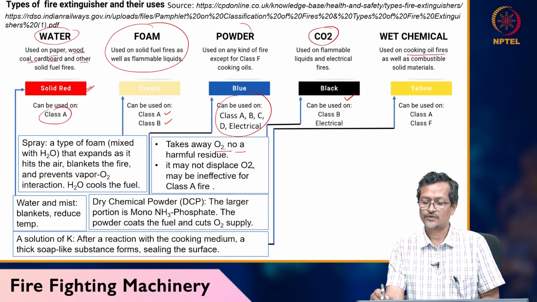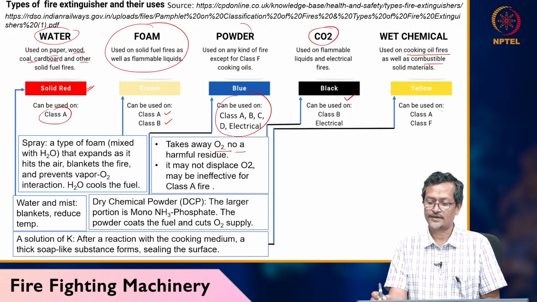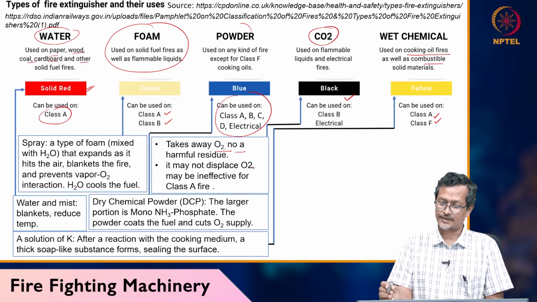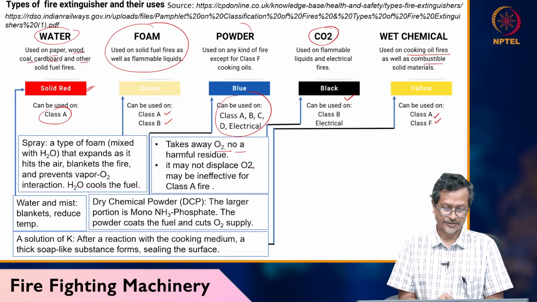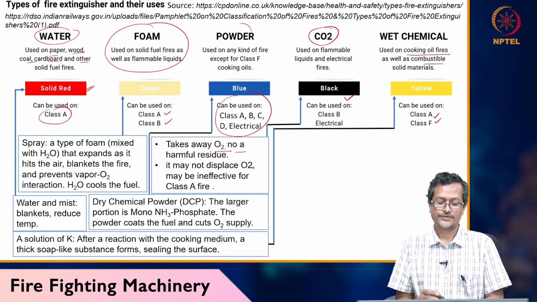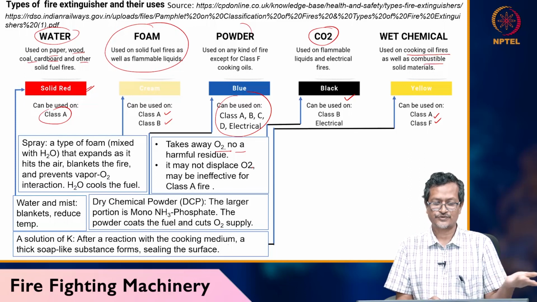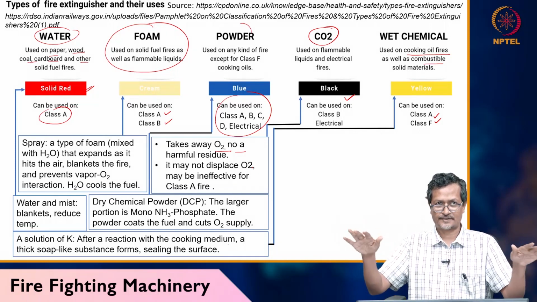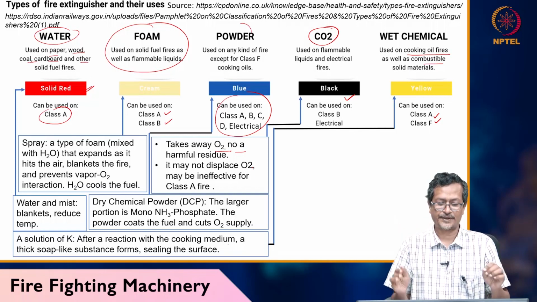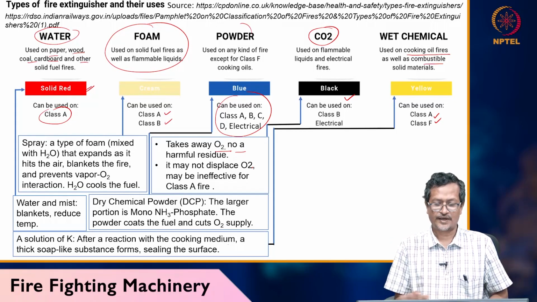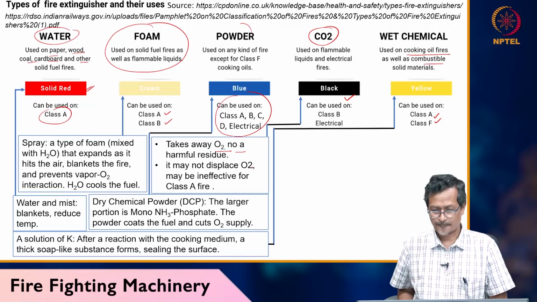Wet chemical is used on cooking oil fire as well as solid material combustion fire. Yellow color can be used for A and F. Wet chemical is a solution of potassium; after reaction with the cooking medium, a thick soap-like substance will be formed and will seal the surface. Another type of fire extinguishing system used for kitchens, especially when I was in UK, I was cooking in the kitchen. They have a silk-type blanket. If there is any fire, immediately cover the fire, and it will cut the supply of oxygen, and everything will be safe. The blanket material should not be combustible material.